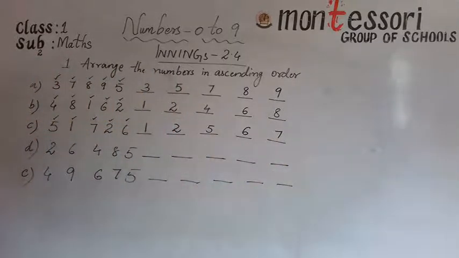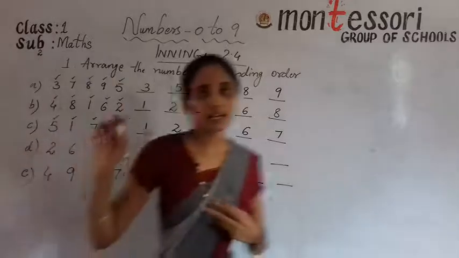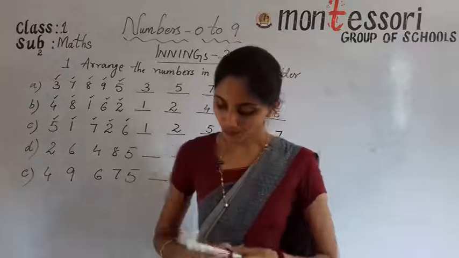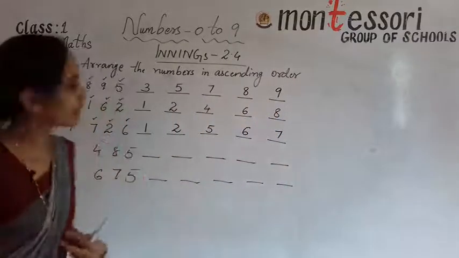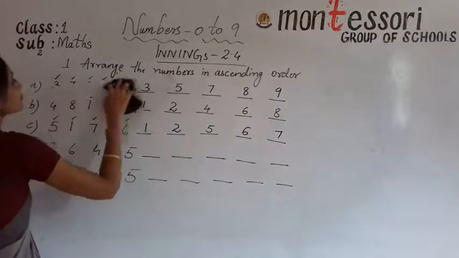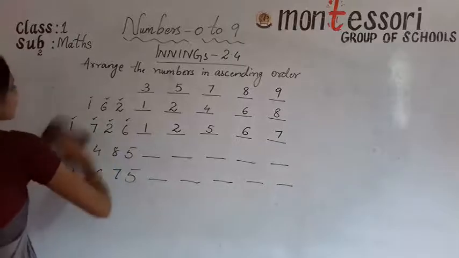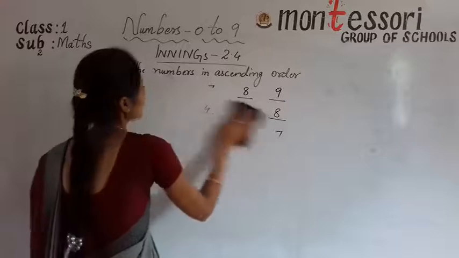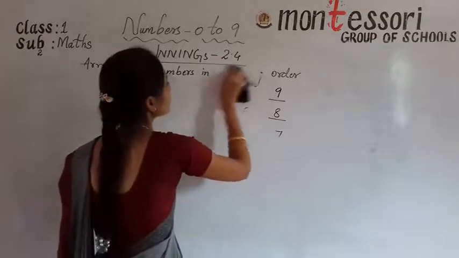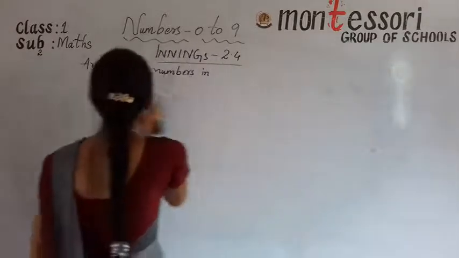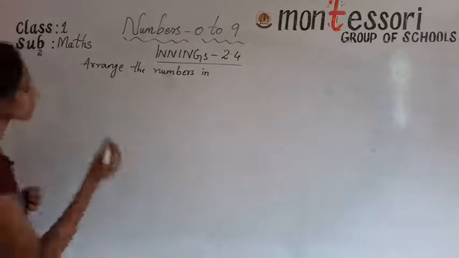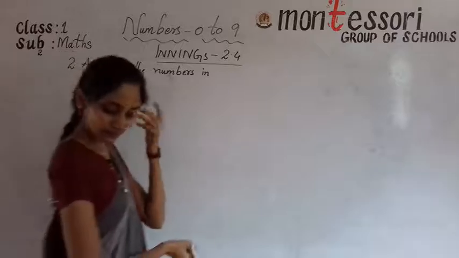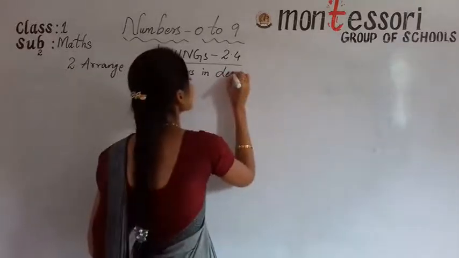Okay. First 3 I have done and remaining 2 you have to do. Okay. Now next one is arrange in descending order. Remaining 2 you have to do. First 3 I have done. Arrange the numbers in descending order.